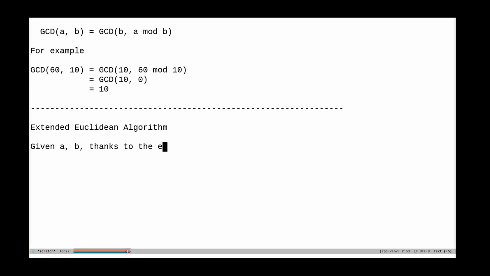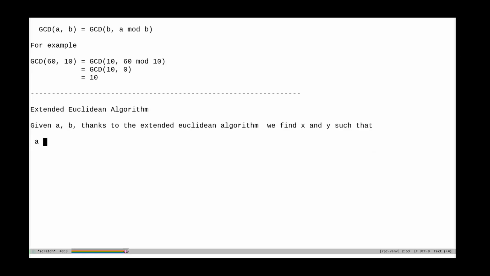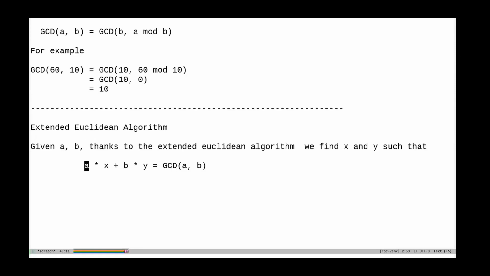Thanks to the extended Euclidean algorithm, we find two numbers x and y such that A times x plus B times y is equal to the GCD of A and B. So we want this kind of relationship, and it can always be found. There is an algorithm that always finds this kind of relationship.